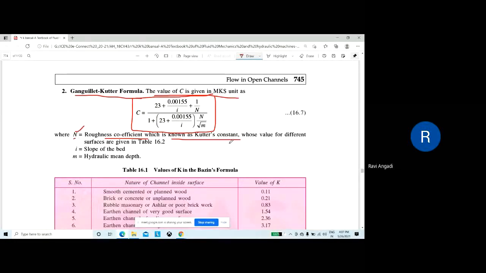Also this N is called Kutter's constant, whose values for different surfaces are given in the following table, where I represents the slope of the bed and M represents the hydraulic mean depth. So in problems, if Kutter's constant, designated here as N, is given, and if they ask you to calculate the velocity of flow using the Kutter formula, you have to calculate the value of C using this N value, and from that you calculate the velocity of flow, then the discharge.